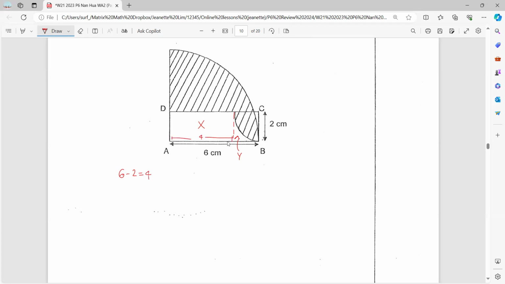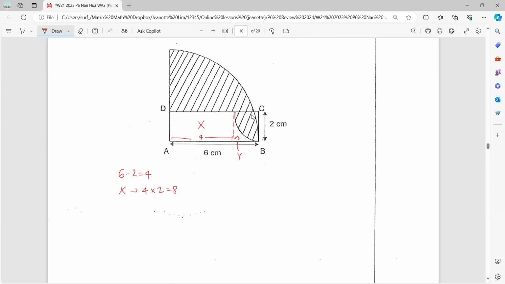So the area of X is 4 times 2, which is 8. So I have found X. Now let's find area of Y. To find area of Y, I will take the square minus quadrant. Okay? So remember, ignore this one on the outside. It doesn't matter. You should be taking away the whole quadrant, because I only want this part here.